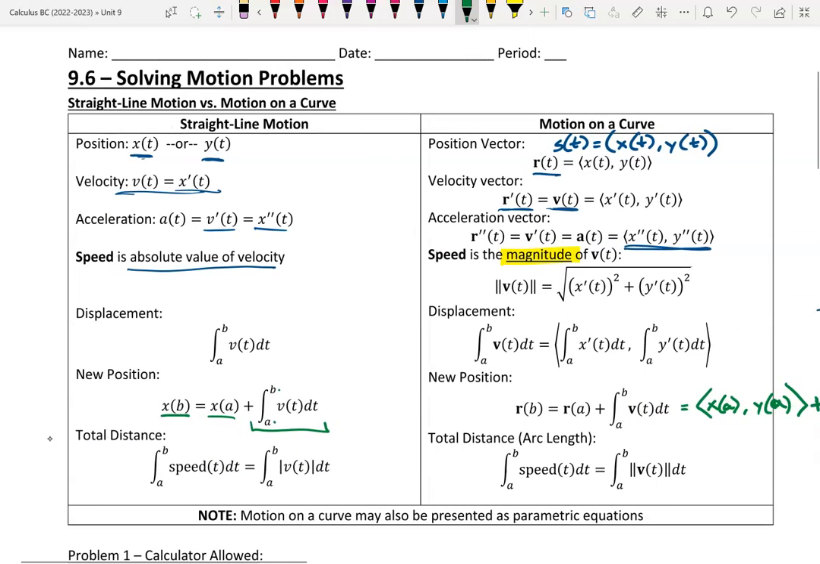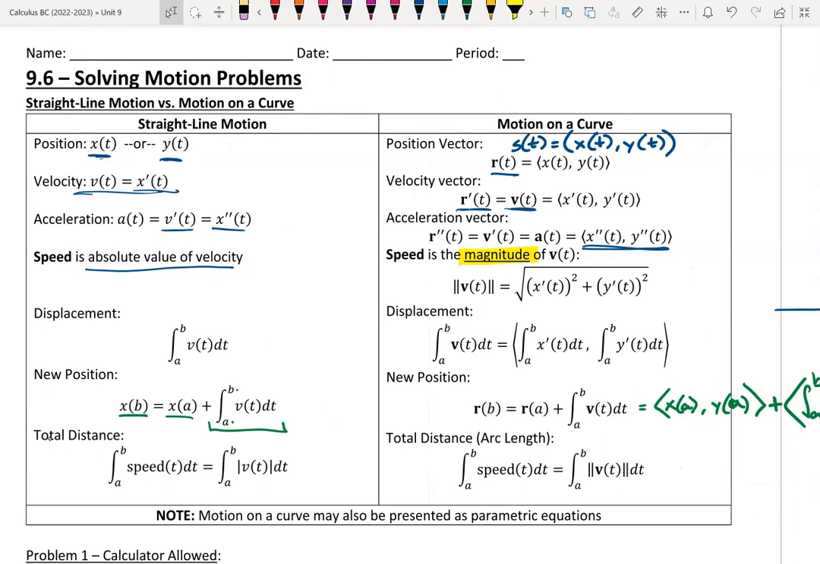And then total distance, we saw it more with this here, where it was the integral from a to b of our absolute value. That's, remember, our total distance, not the displacement, but the total distance. Well, if we think the absolute value is, as we set up here, the speed, then that would be the integral of the speed, which we already know. Well, then that is exactly what we have here.